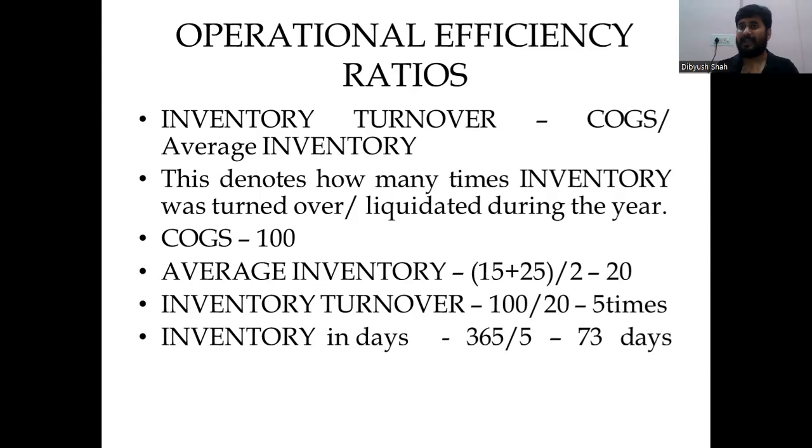Even this is not a very accurate presentation, but this is close to it. If I take just 25 as the closing balance of inventory, and cost of goods sold is 100 throughout the year, it will come to 4 times. My inventory in days will be around 91. So assume I, as a CPA, am looking at these figures. I will feel, oh, the company takes 91 days to liquidate its inventory.